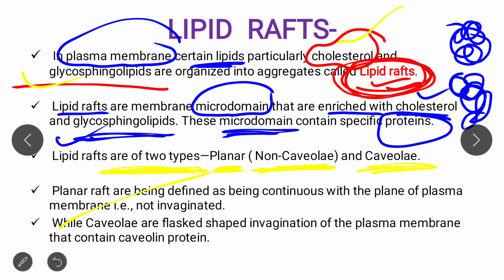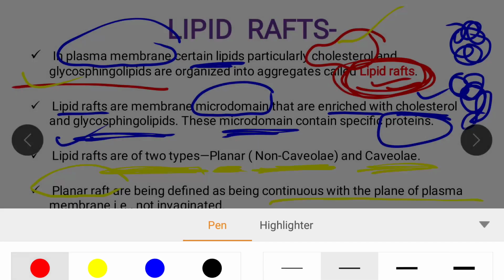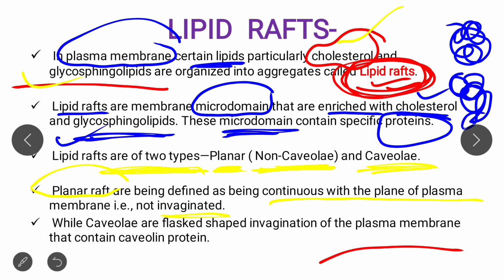So what is planar or non-caveolar? The planar lipid raft is continuous with the plasma membrane. It is not invaginated. If you look at the structure of the plasma membrane, the planar lipid raft remains in a continuous manner, not invaginated like this. So this is planar.